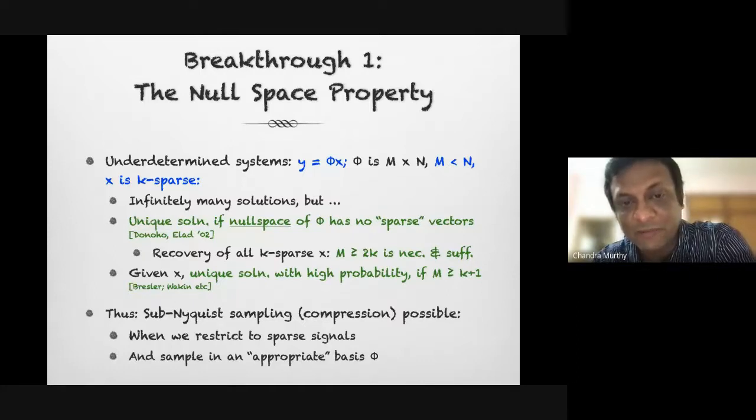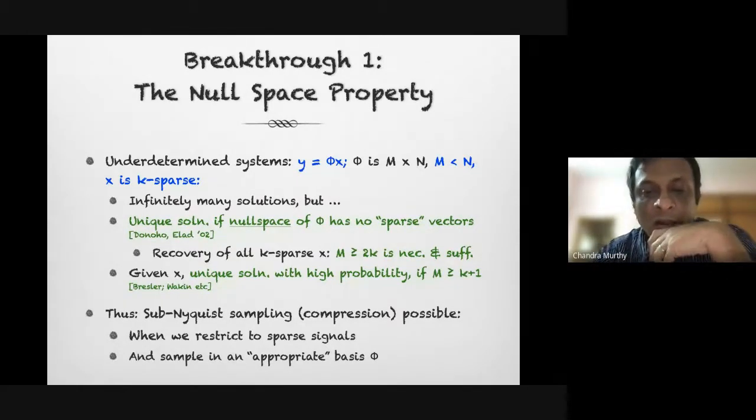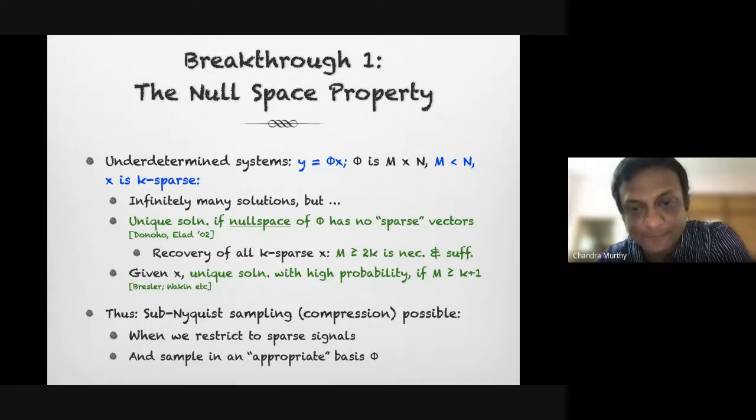And so the very first question we need to answer is, under what conditions will y equal to phi x not have multiple sparse solutions? And the answer is that it will have a unique solution, that is, it won't have multiple sparse solutions, if the null space of phi does not contain any sparse vectors. And in particular, for the recovery of all vectors of sparsity level k, it is necessary and sufficient that you have at least 2k measurements. And in fact, for a given x, a unique solution is guaranteed with high probability if m is just greater than or equal to k plus 1.